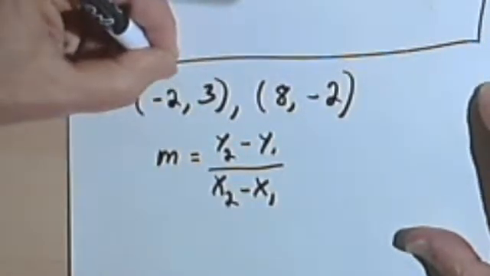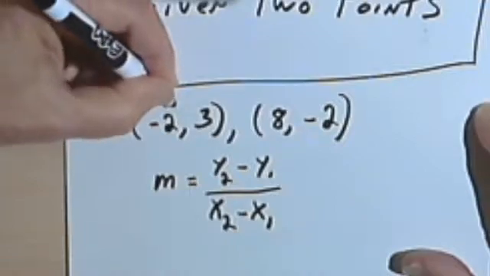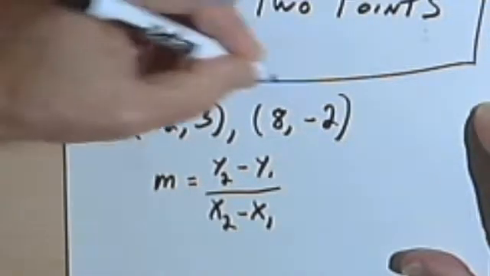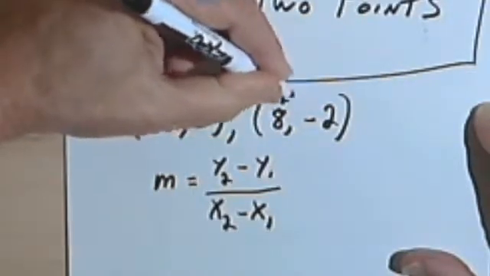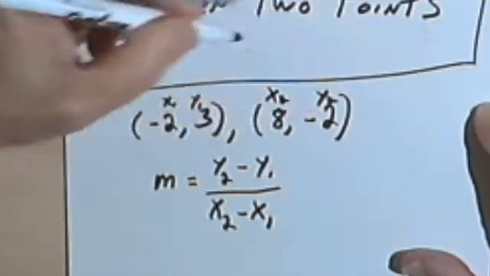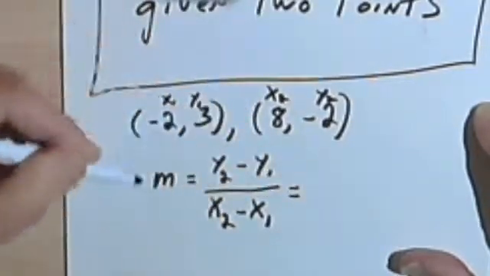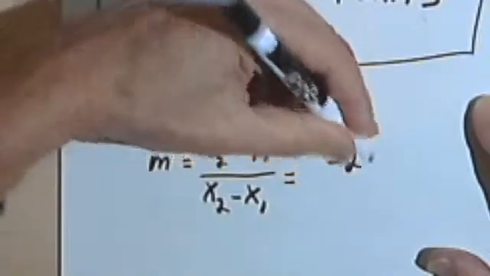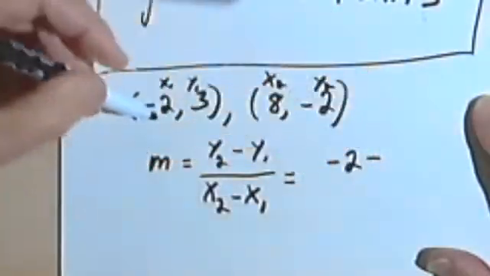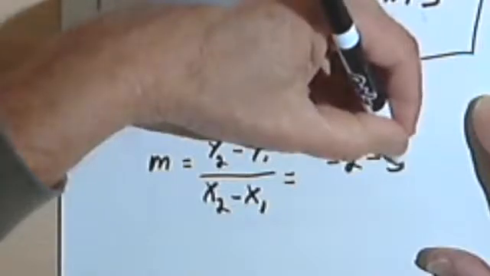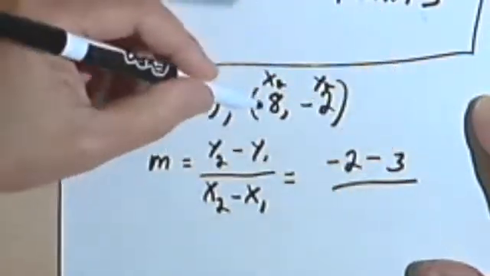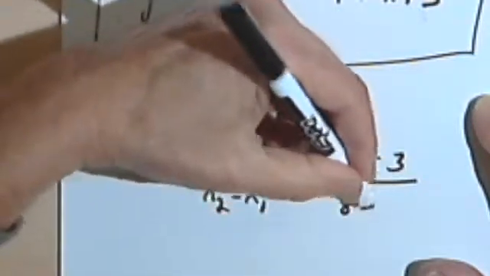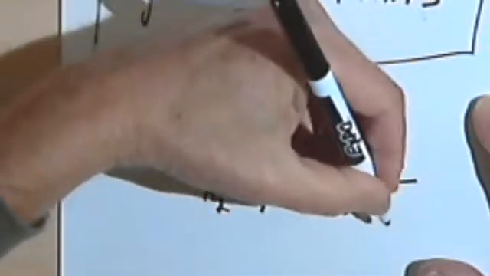And I guess I'll call this x sub 1 and y sub 1. And for this pair, we'll make these x sub 2 and y sub 2. So now all I want to do is take my y sub 2, that's going to be a -2, minus y sub 1, which is 3. And for my denominator, my x sub 2 is 8, minus -2.